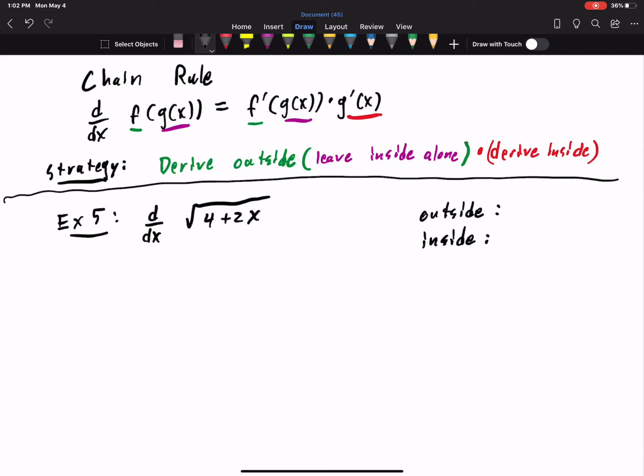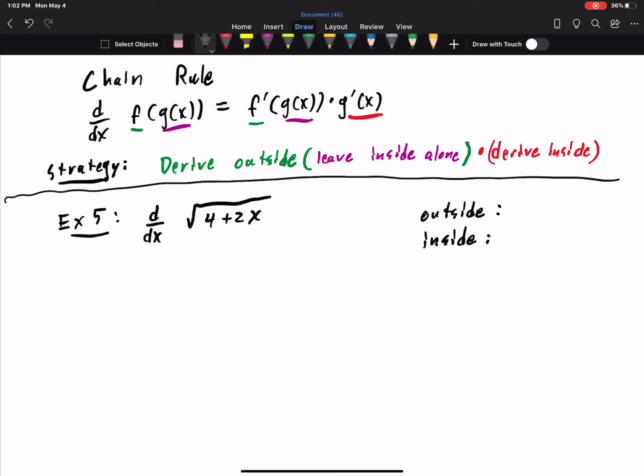So the outside function in this case is going to be that radical, okay? But it's going to require a little bit of manipulation. So the outside function is the radical. Okay, the inside function obviously is the thing on the inside of the radical.